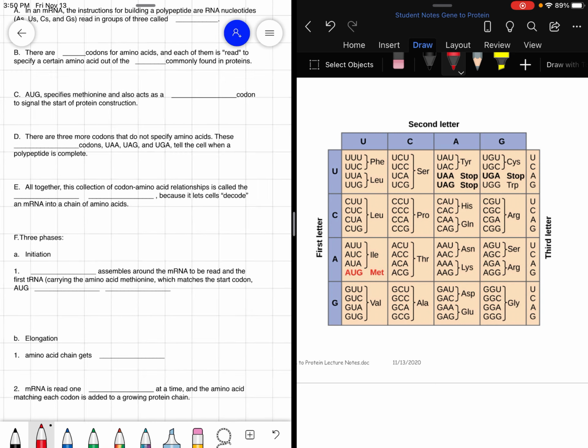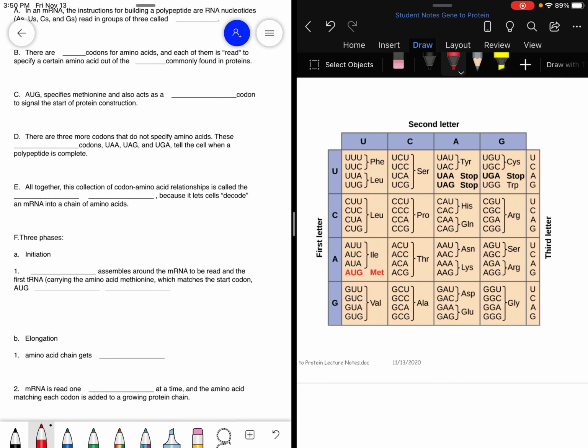AUG specifies methionine and also acts as a start codon to signal the start of protein construction. Archaeobacteria, one of the reasons why they are considered most like Animalia cells in eukaryotic is that they do also use methionine as their start codon, whereas other prokaryotic cells do not.